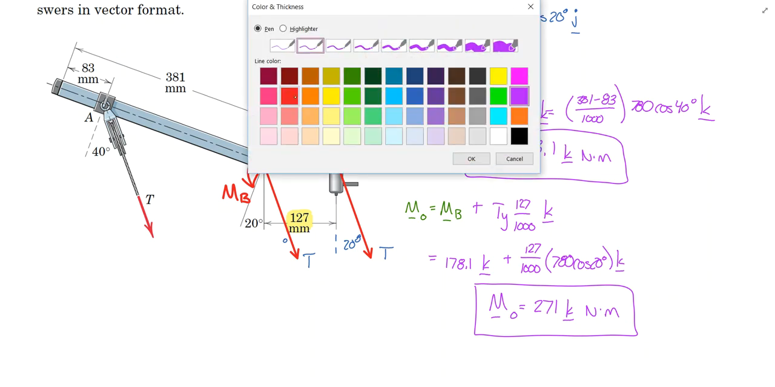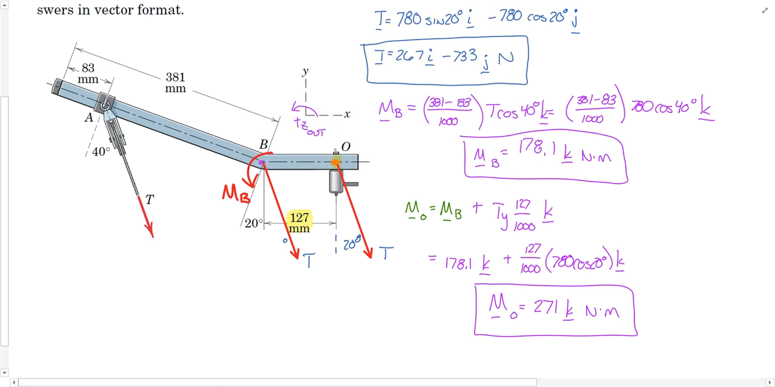And let me just sketch the moment really quick. The moment around O is positive k and looks like that. And there we have it. So we took a single force out here at A, and we turned it into first a force couple system at B, and second a force couple system at O. And all three of these systems are equivalent. They have the same effect on the system, and because we're dealing with rigid bodies, we're able to do this. And that's all we have for this problem.